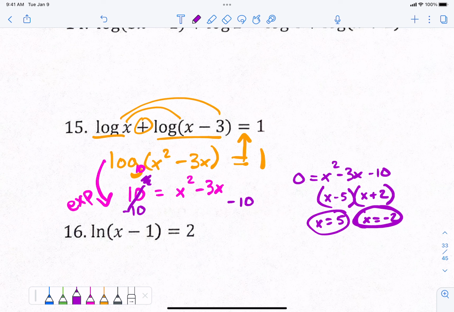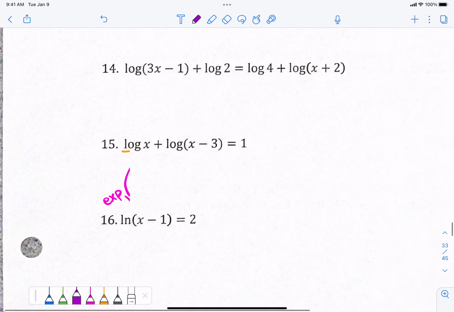So if there's a log on both sides, you cancel them. If there's only a log on one side, make it an exponential function after you put stuff together, right? So that's how that works. Got it?